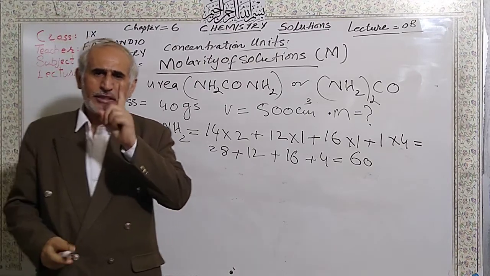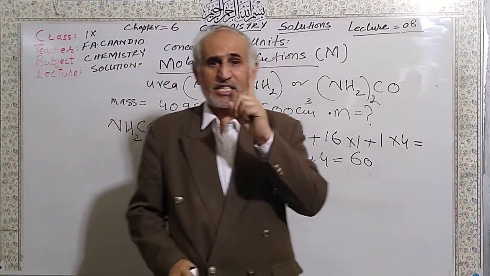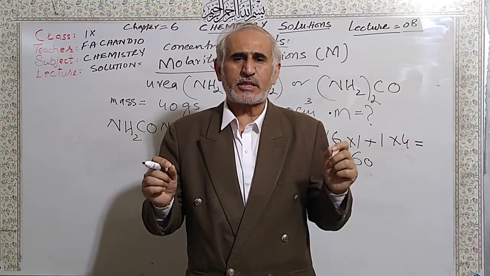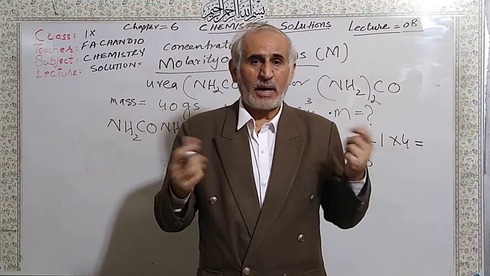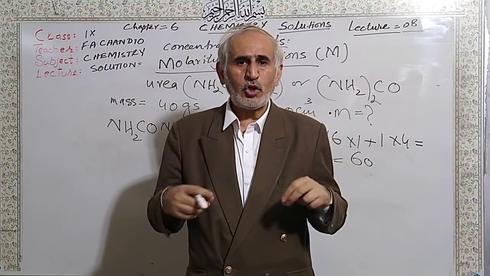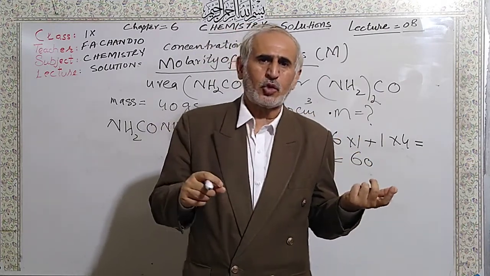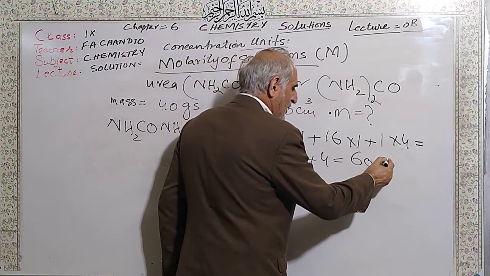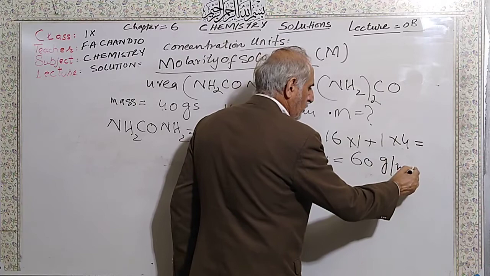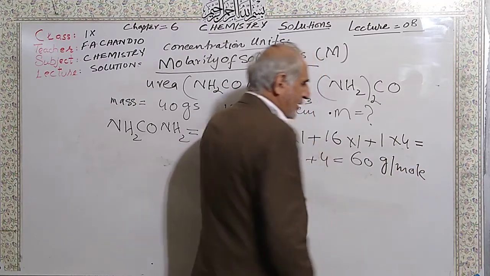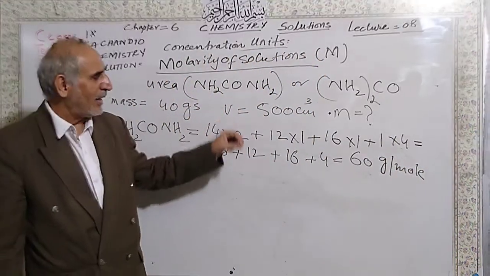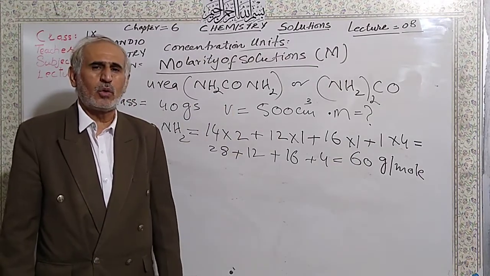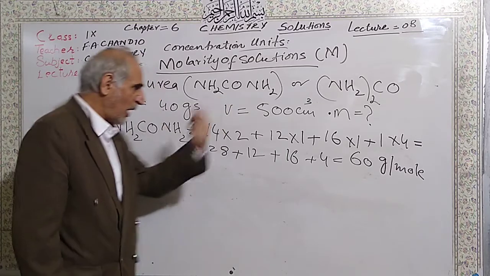And mind it, units are very important while you are inserting the values in the formula. Proper units: mass, gram; volume, maybe centimeter cube, maybe decimeter cube. The unit of the molar mass is grams per mole. Don't forget, while putting the molar mass in a formula, you must write grams per mole. So this is the molar mass. Now apply the formula.